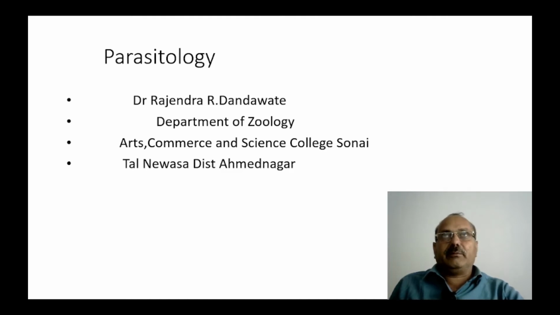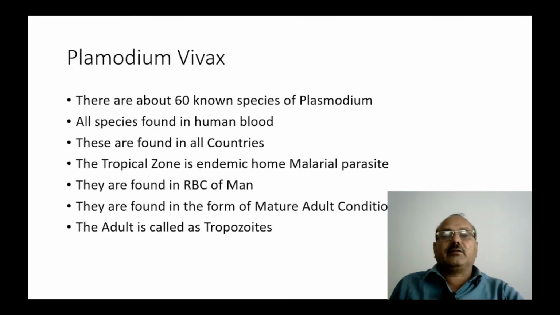Today's topic of our discussion is parasitology. There are a number of organisms that are harmful to humans and other vertebrate animals. We can take some examples like Plasmodium vivax, tick, mosquito, etc. Some parasites are ectoparasites, some are endoparasites. The ectoparasites are found on the outer body surface, whereas the endoparasites are found inside the body.